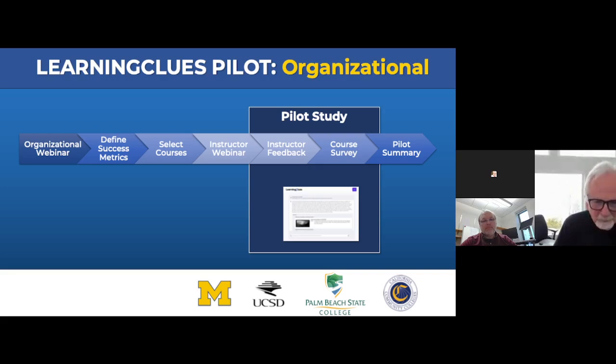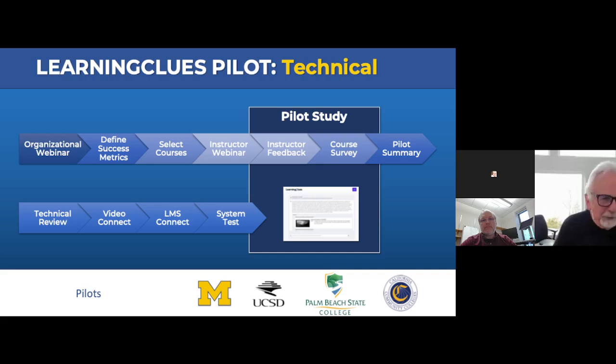I see my time is getting small here. We also work with your technical team to connect with your video and LMS content. And then we conduct the pilot study. Let me move forward to this spot. If you find this intriguing enough to want to hear more, I invite you to take a picture of this QR code on the screen, which will connect you to our website, and you can sign up there for more information about these pilot studies.